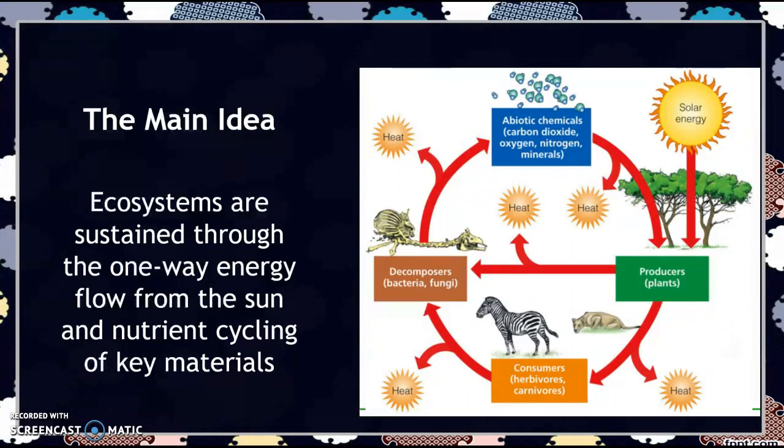So the main idea of this whole unit, or this whole section, is that ecosystems are sustained through one-way energy flow from the sun and nutrient cycling from our key materials. So the sun starts everything, gives its energy to our producers. Our producers, without them we would not be here, because they start our energy flow to herbivores, carnivores, and omnivores. When they die, decomposers break them down. The chemicals and nutrients from their dead bodies are then recycled by those decomposers and go back into our soils, so that the producers can then use them, with the help of solar energy, to start the cycle over.